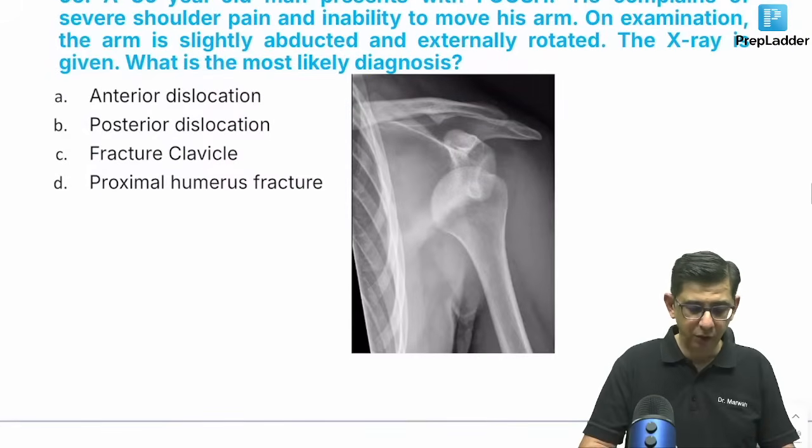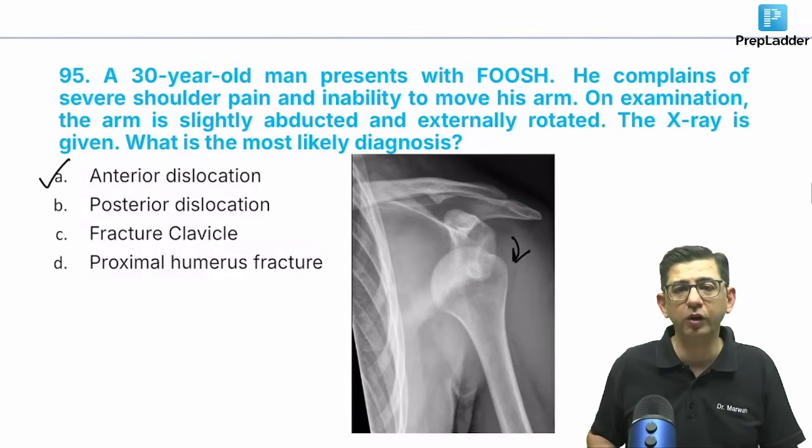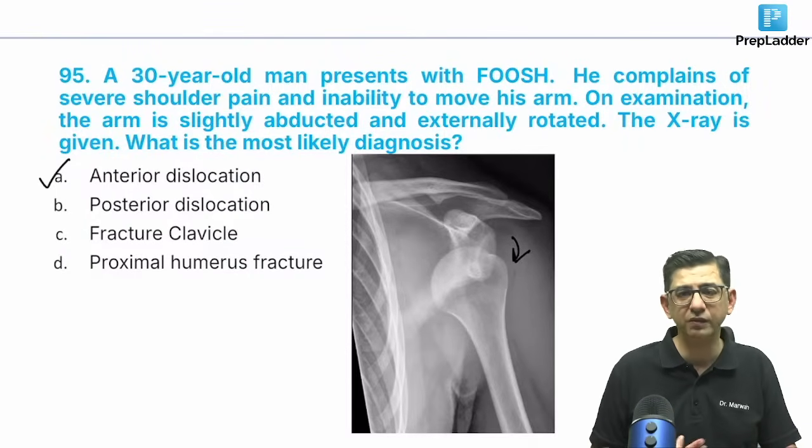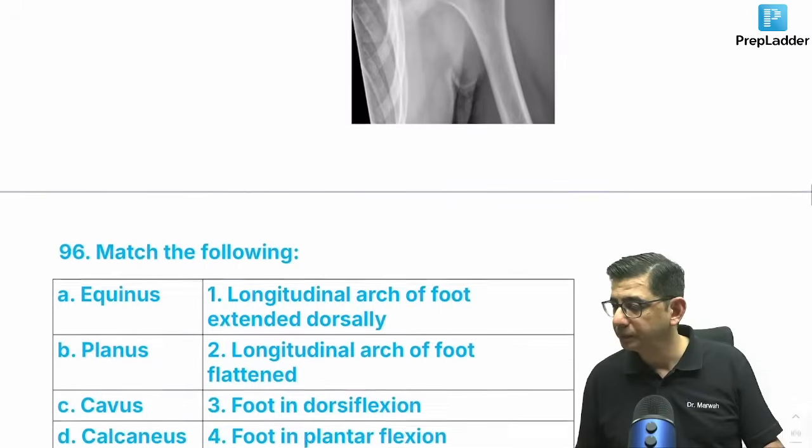Then was anterior dislocation of the shoulder. वो दिखाई दे रहा है, anterior dislocation है. FOOSH was described, fall on the outstretched arm, and then the position of the arm was also given. X-ray wise, it was an easy pickup in the paper. Okay, cool.